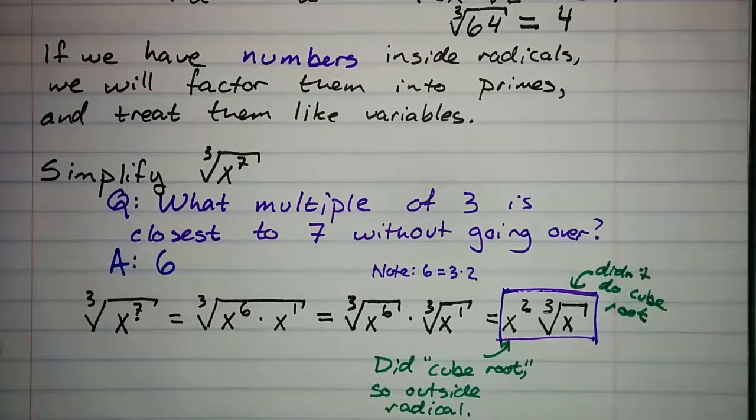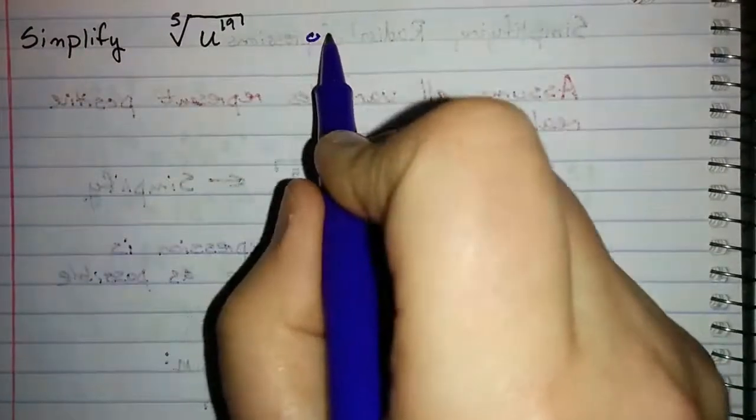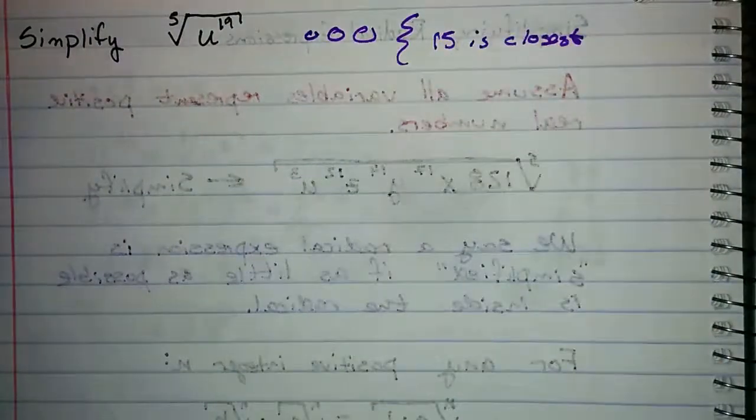So I'm going to have you try one of these. Simplify the fifth root of u to the 19th. Pause the video and try this one now. All right, so multiples of 5: 5, 10, 15, 20 goes over, so 15 is the closest. And you don't need to write this down, but this is what we're thinking.